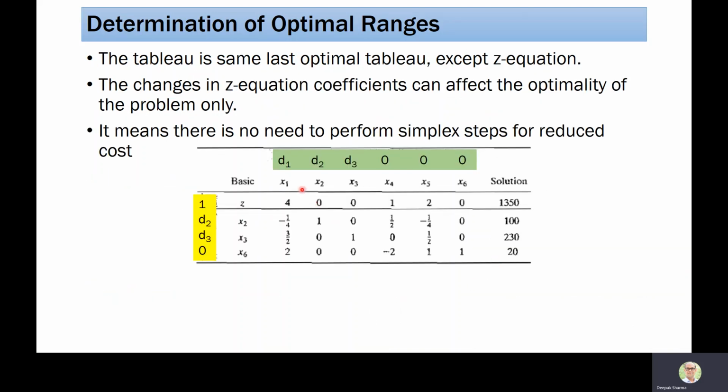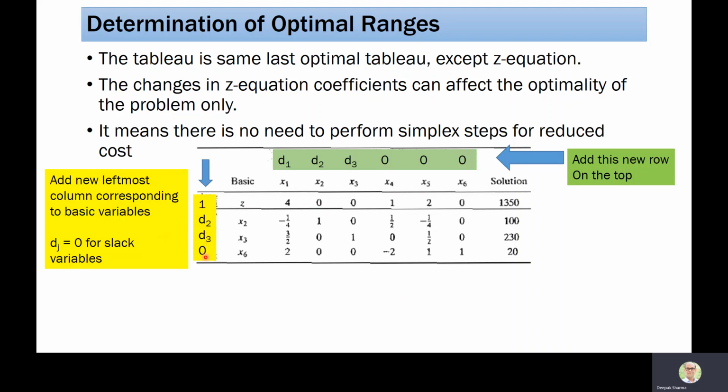How? You remember that we included d1, the change in the coefficient for the x1 variable, similarly d2 for x2 and d3 for x3. And we know x4, x5, x6 have no contribution, so the change is 0. This is the optimal simplex table. Now on the right-hand side of Z, we are adding this new particular row on the top.